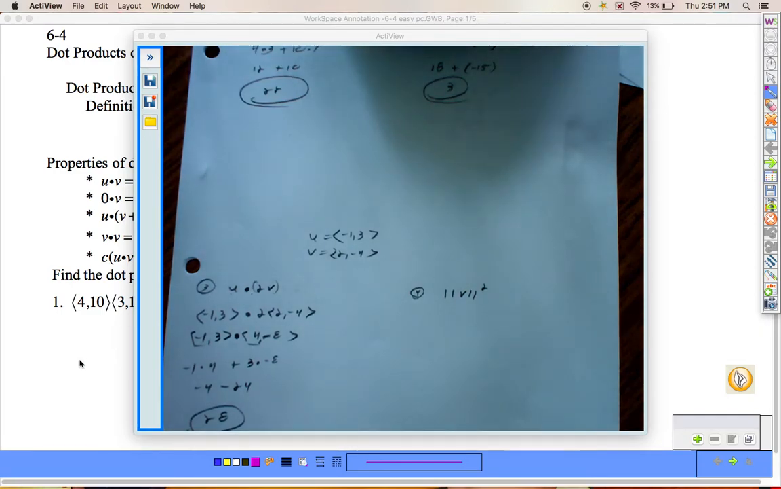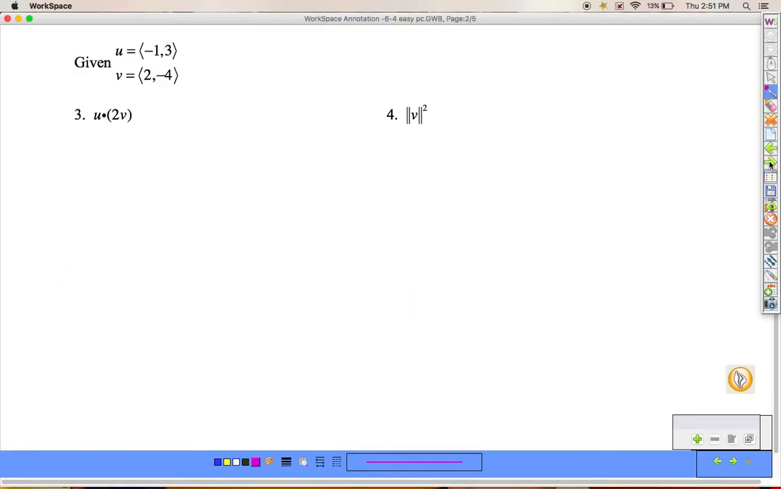All right, number 4 says I want the magnitude of v squared. So we're going to do this twice. Once I'm going to find the magnitude of v, then I'm going to square it. The second time, which was one of our properties, v dot v is the same thing. All right, so the magnitude of v. I'm going to square each piece, add them together, get the square root of 20. And I'm going to leave it like that because what I want to do next is square it, and I just get 20.